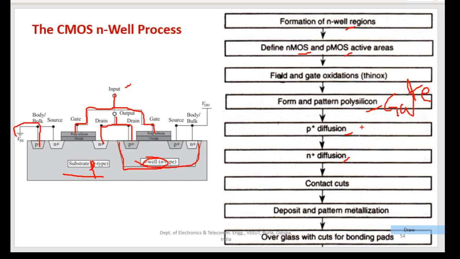This is for PMOS. Then contact cuts, the contacts are taken out. And then it is patterned with metallizations to take out the final terminals outside the chip. Overglass with cuts for bonding pads, then these are taken out for the final contacts outside the chip to be joined with the bonding pads of the IC.